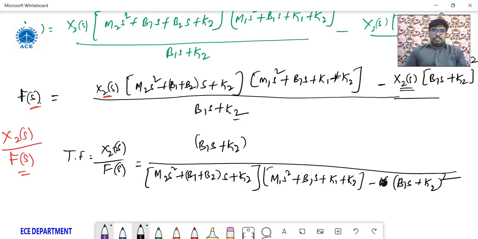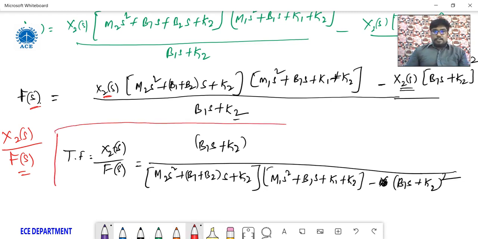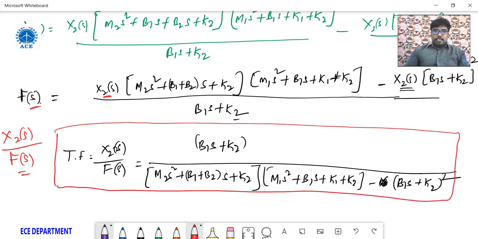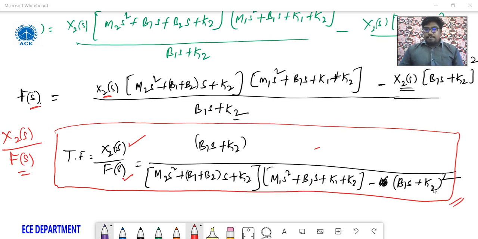So this is our entire transfer function, given transfer function for mechanical system. This is the Laplace transform output by Laplace transform input. So let us see another example.